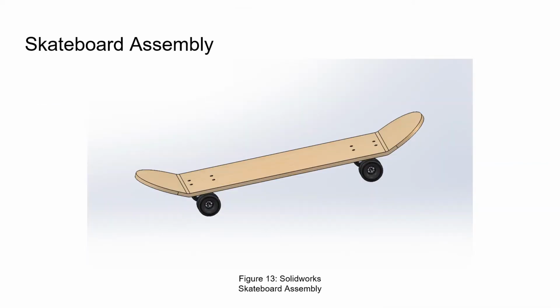This is just the skateboard assembly. This is what all the parts look like once we assemble them. You'll get a better picture of how they all fit together in the next few slides as we go over the exploding and collapsing view.